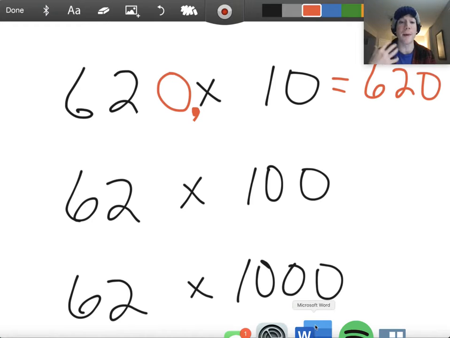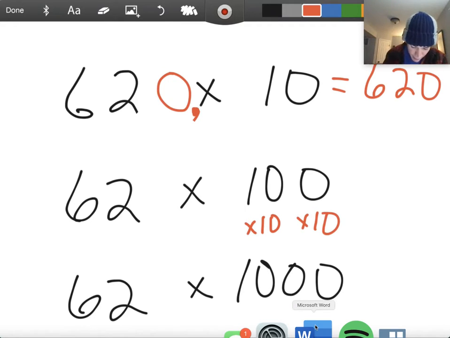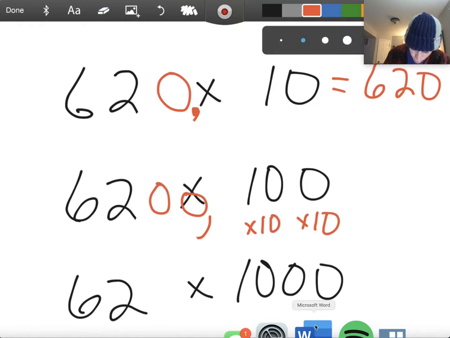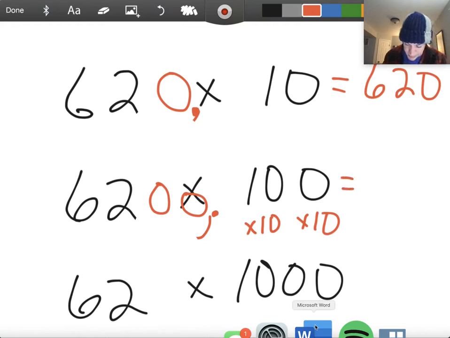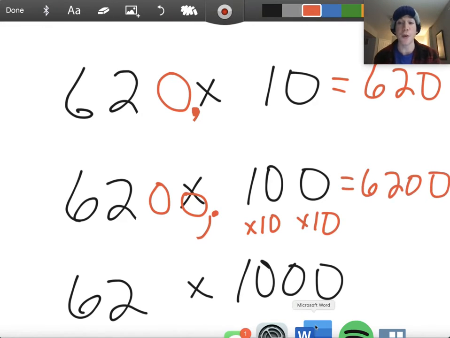Now, when I multiply by 100, that's the same thing as multiplying by 10 two times. If you multiply any number by 10 two times, that's the same thing as multiplying that number by 100. Because of that, we can just move this decimal over two place values, 1, 2. Each time we're multiplying by 10. Fill in two zeros there. Again, move where the decimal was, and write down where it is now. So I can say that 62 times 100 is 6,200.